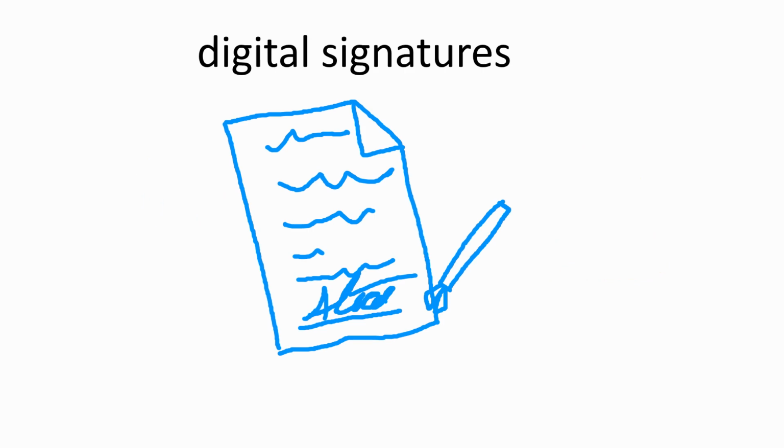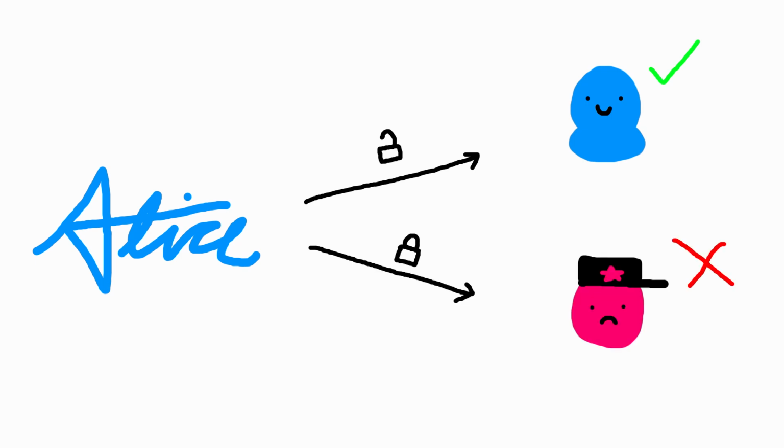You can use a digital key to produce a signature. A signature is used to prove the authenticity of a message. In other words, to prove that it was actually you who sent the message and not someone else posing as you.